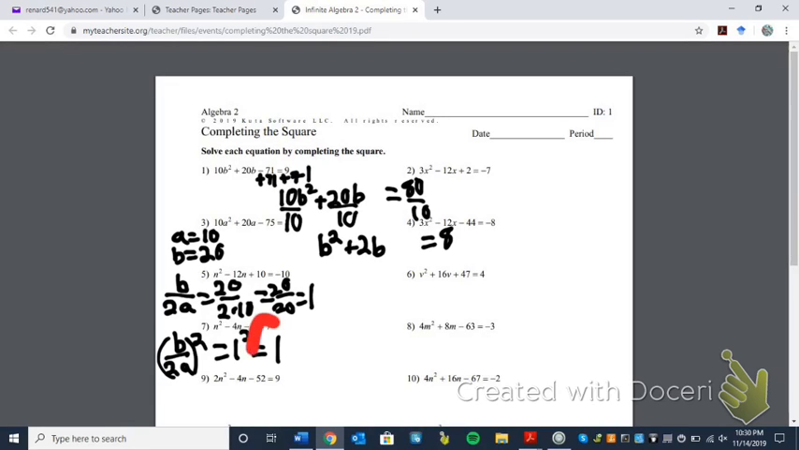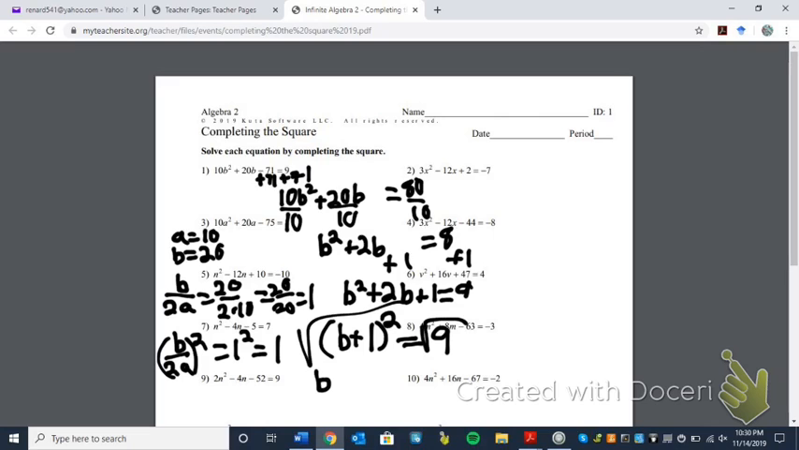So now what we're going to do is take this number right here, that 1, and add it in. If we do it to the left side, we've got to do it to the right side. So now we have b squared plus 2b plus 1 on the left-hand side, and 9 on the right-hand side. Because we added that 1, we created something that we can factor into a perfect square: b plus 1, that's b plus b over 2a, squared equals 9.